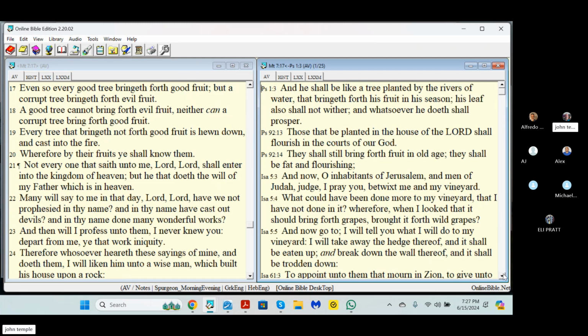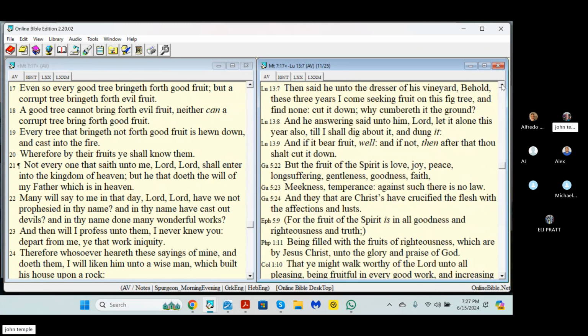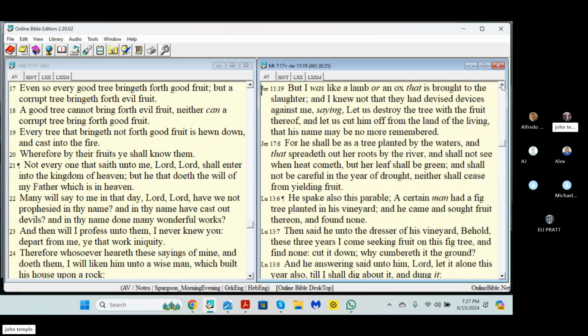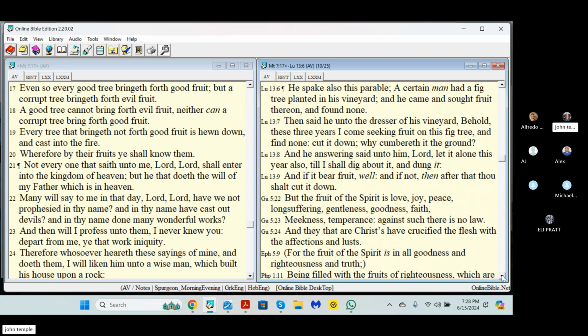Let me see. Do a cross-reference here. Is that Luke? Luke 13? No, I thought it was Luke 6. Let me see. But Luke 13 has this parable of the fig tree here. In 13:6, he spake unto them this parable. A certain man had a fig tree planted in his vineyard, and he came and sought fruit thereon and found none. Then he said unto the dresser of his vineyard, Behold, these three years I come seeking fruit on this fig tree, and find none. Cut it down. Why cumbereth it the ground?